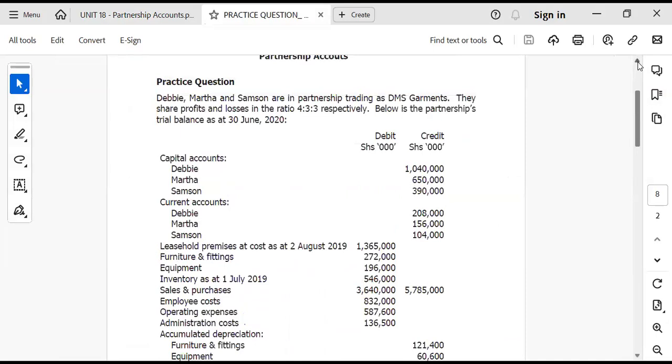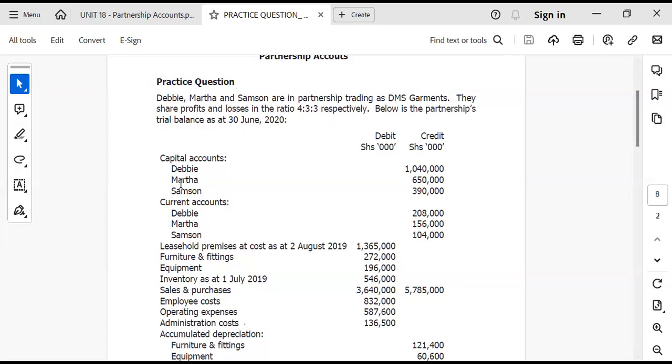Debbie, Martha, and Samson. The question is saying Debbie, Martha, and Samson are in partnership trading as DMS Garments. They share profits and losses in the ratio 4:3:3 respectively. The moment you hear the word respectively, you just start counting: Debbie 4, Martha 3, Samson 3. Below is the partnership's trial balance as at 30th June 2020. That means that their year starts on 1st July 2019.